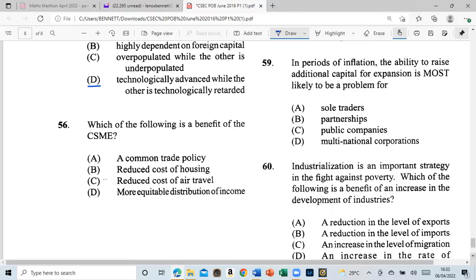56, which of the following is a benefit of the CSME? Common trade policy, reduced cost of housing, reduced cost of air travel, or more equitable distribution of income? And that would be a common trade policy.